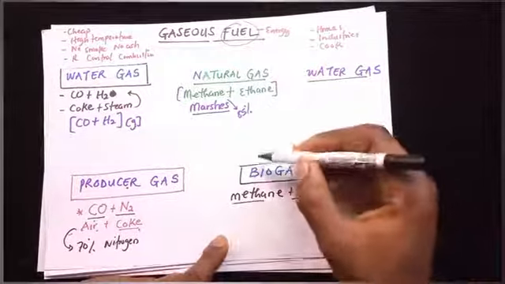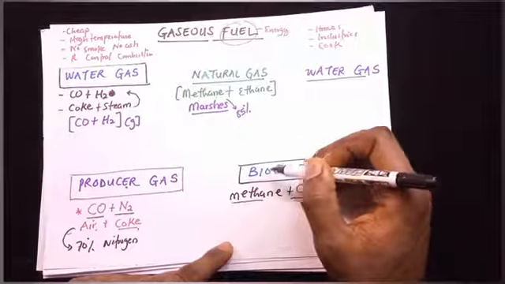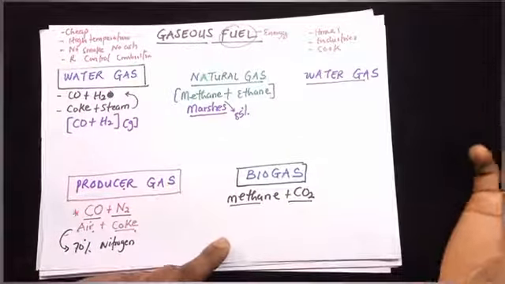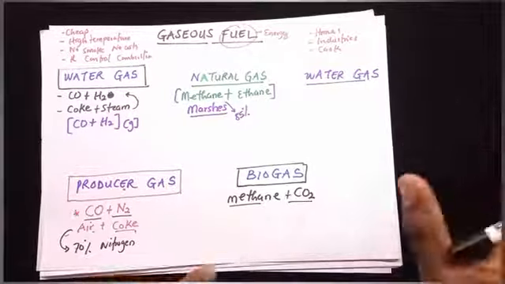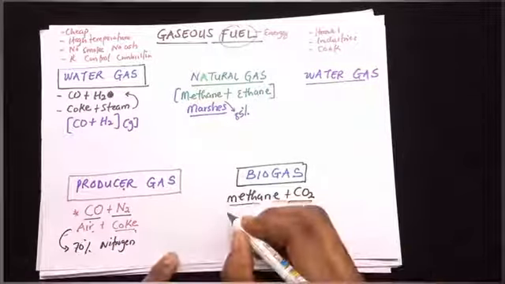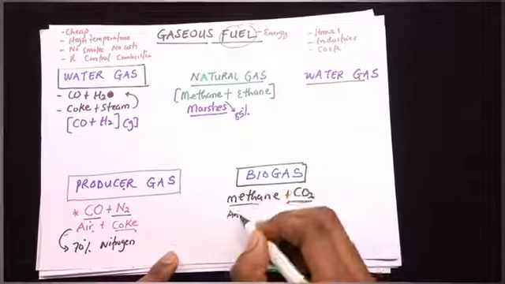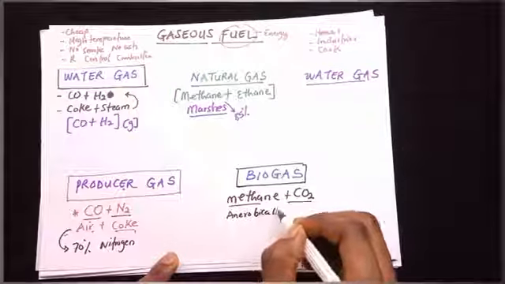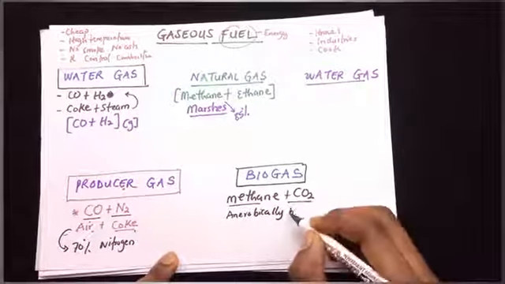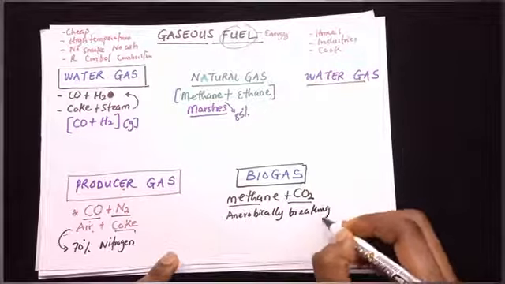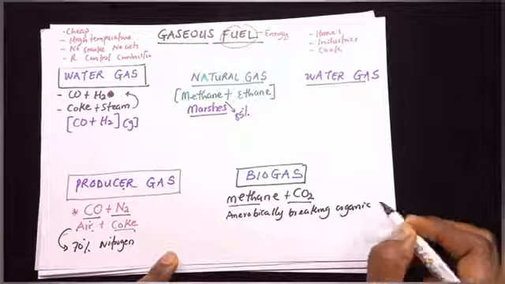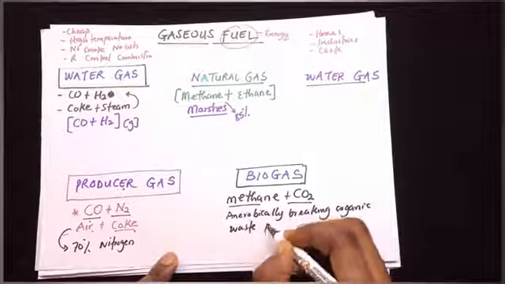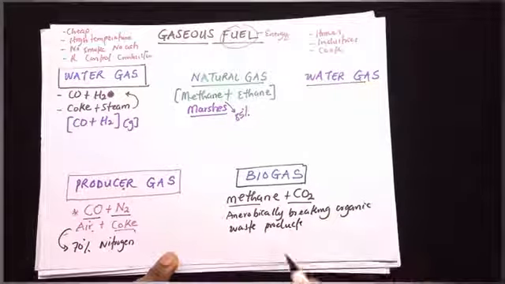As I said earlier, when we break down biological substances, like refuse and all this, anaerobically, that's the word, biogas is gotten from anaerobically breaking down organic waste products. All right, so organic waste products.